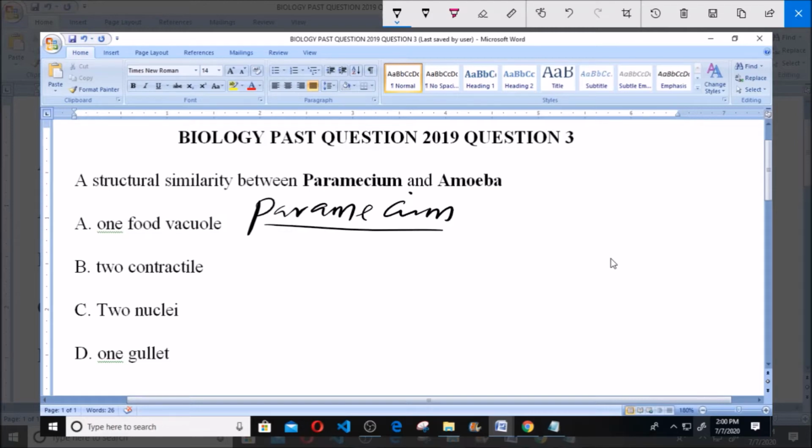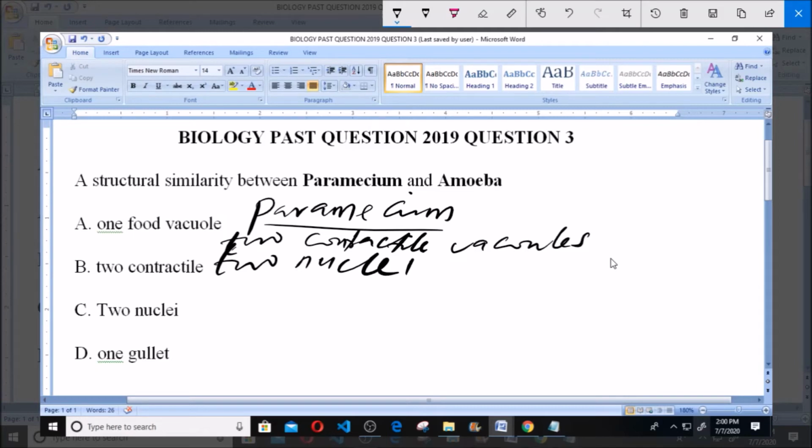Now, the Paramecium has 2 contractile vacuoles, it has 2 nuclei, that's a macro and a micro nuclei, making it 2. Also, a Paramecium has 1 gullet and 1 food vacuole.